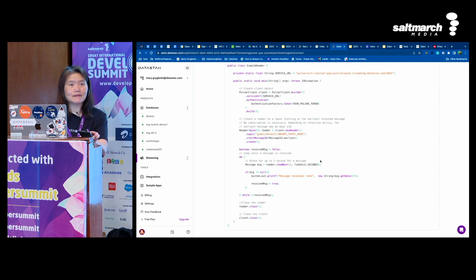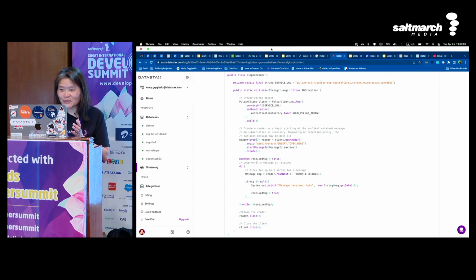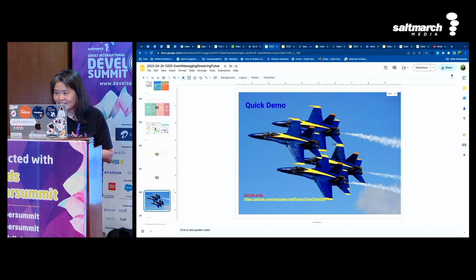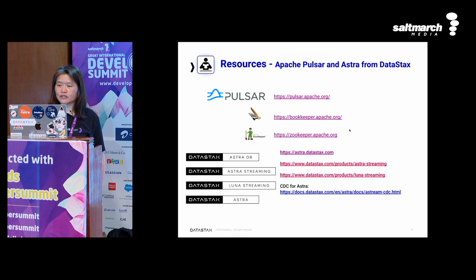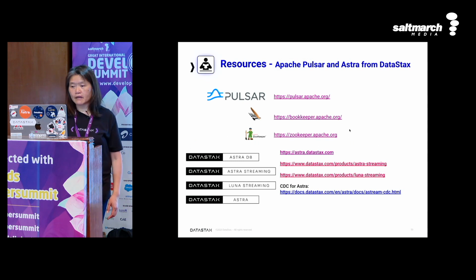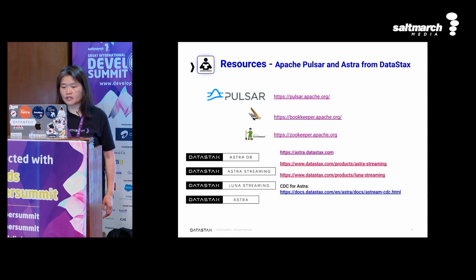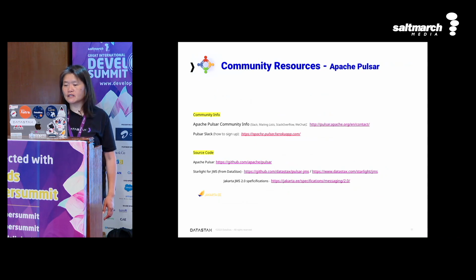Okay, I think I have a couple minutes left, so we'll quickly go back and wrap up today's session. Here are some appendix and resources on the slide deck. How do you look up Pulsar, BookKeeper, ZooKeeper, and our DataStax products: AstraDB, Astra Streaming, Luna Streaming, CDC is in here. And also some community resources, because it's an open source project behind the scenes. You're welcome to follow, sign up with Slack, and look at the source code on GitHub. Starlight for JMS, all of these things are also there.